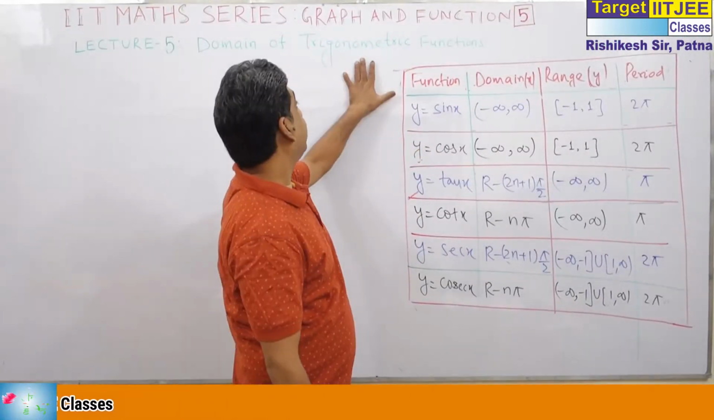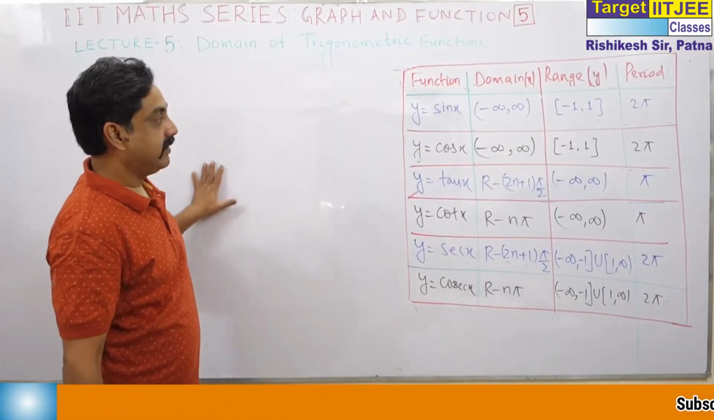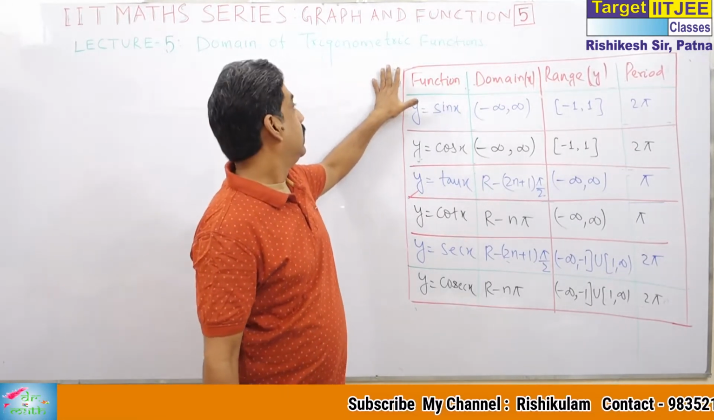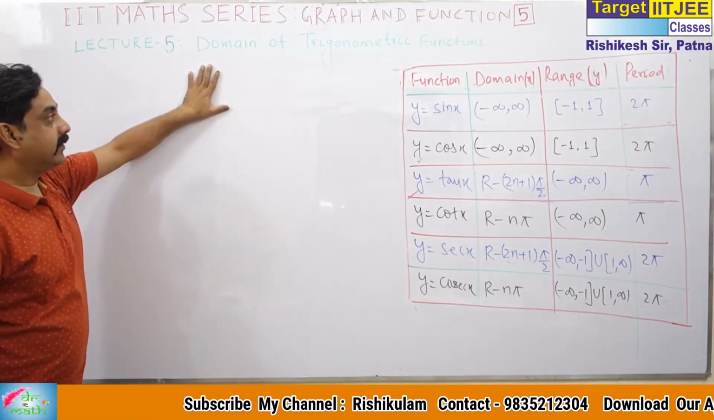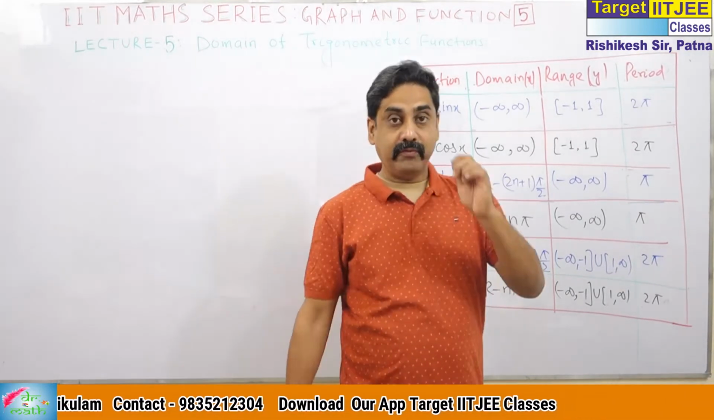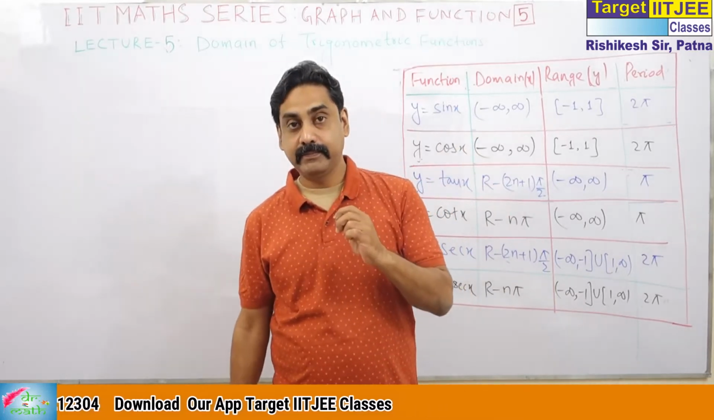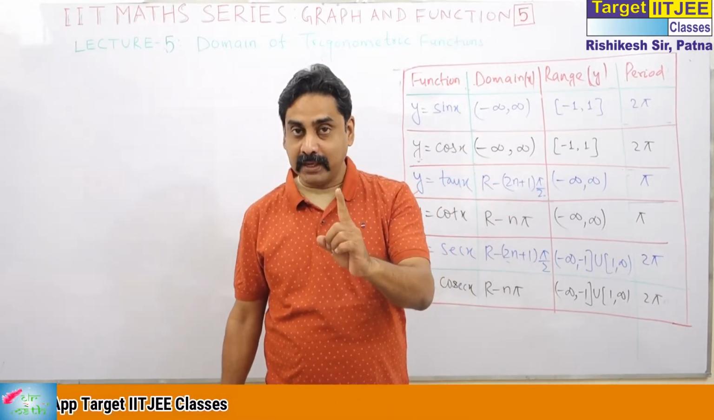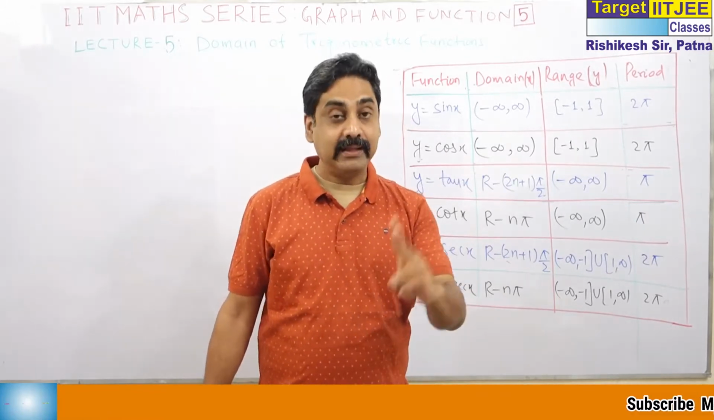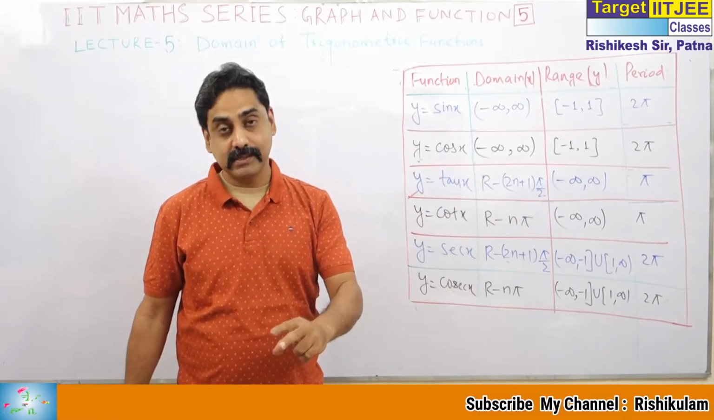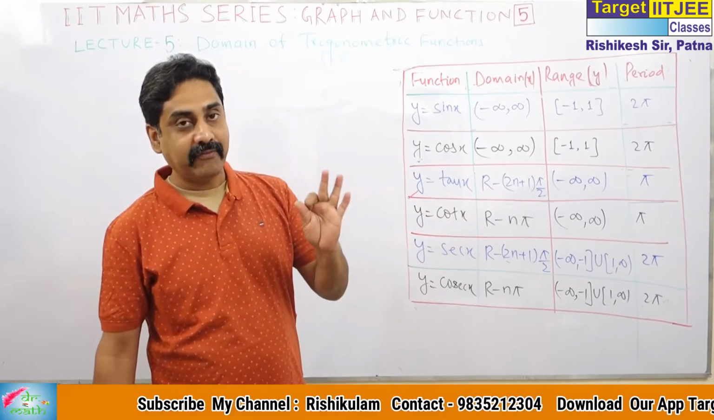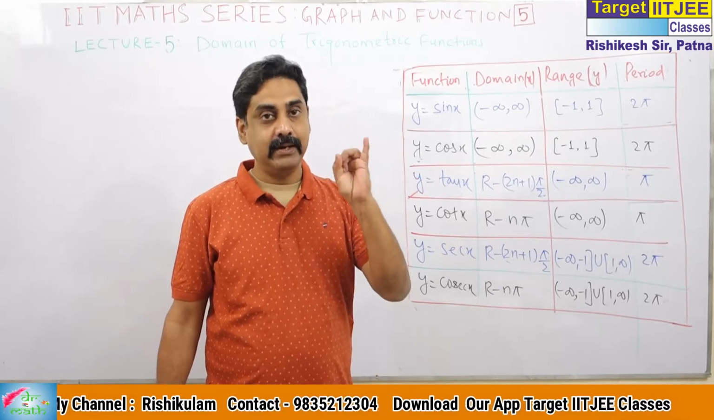Welcome to the fifth lecture of the Graph and Function in IT Math series, and today we will go with trigonometric functions. Now we come to the domain of trigonometric functions, and we have to learn 3 points today. First, graph of trigonometric functions. Second, inequalities of trigonometric functions, and the outcome of inequalities is the domain of trigonometric functions. So 3 points: graph, inequality, then domain.